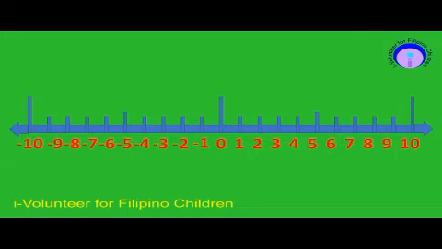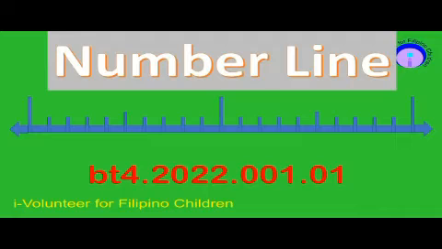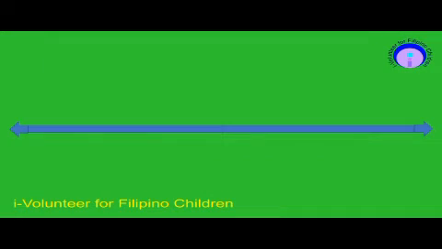Good day! Can you identify this diagram? Yan ang pag-uusapan natin ngayon. This is the number line. It is a straight line having an arrow on both ends and is now divided into smaller units.